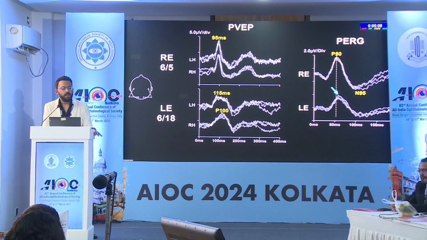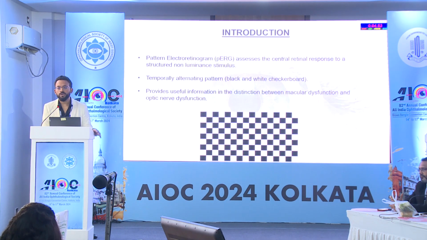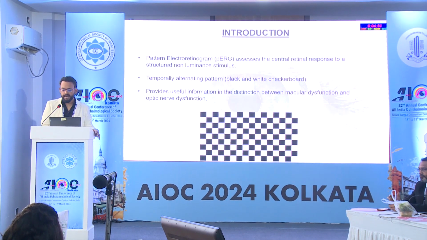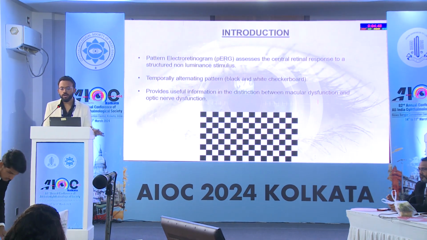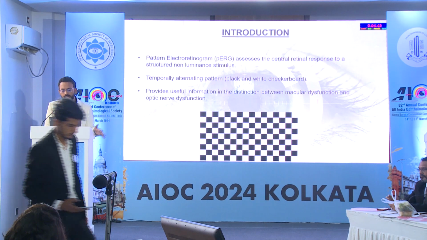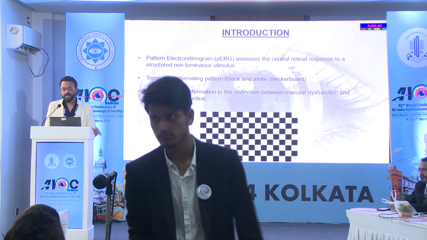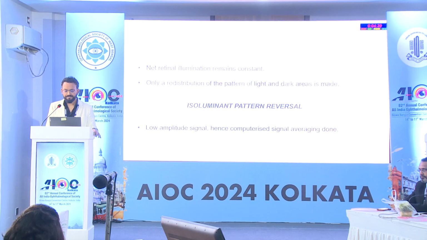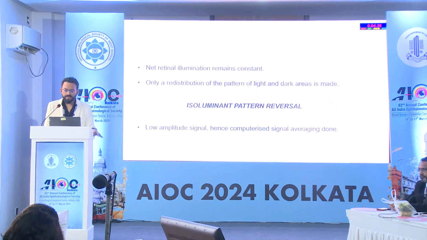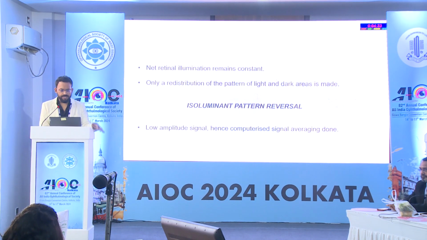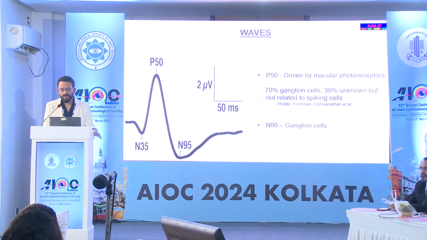That is, it turned out to be a macular dysfunction with a reduced VEP, which was diagnosed as an optic nerve dysfunction when only VEP was done, and was clarified as a macular dysfunction after we corroborated it with a pattern ERG. That is the use of pattern ERG. Pattern ERG basically assesses the central retinal response to a structured non-luminance stimulus in a temporally alternating pattern. It provides useful information in the distinction between macula and optic nerve dysfunction. In this, the net retinal illumination remains constant and only a redistribution of the pattern of light and dark areas is made, which is called isoluminant pattern reversal.